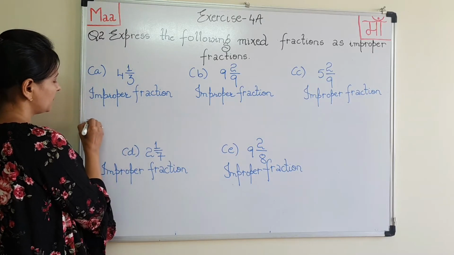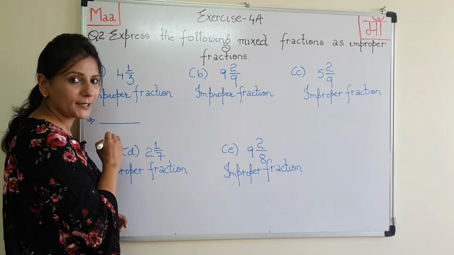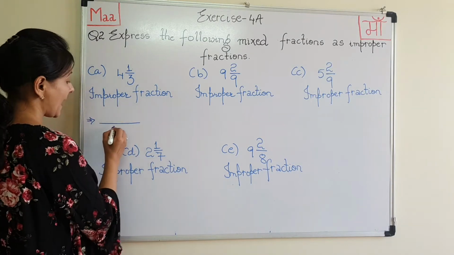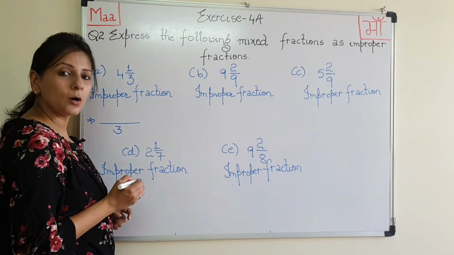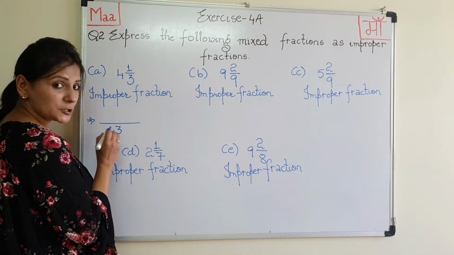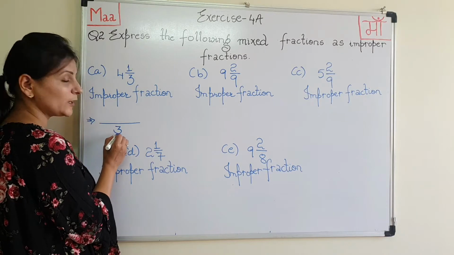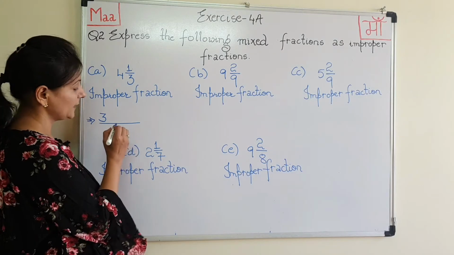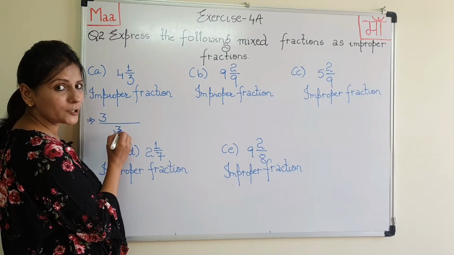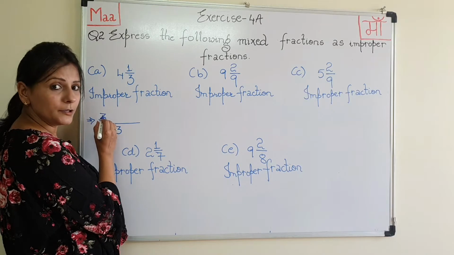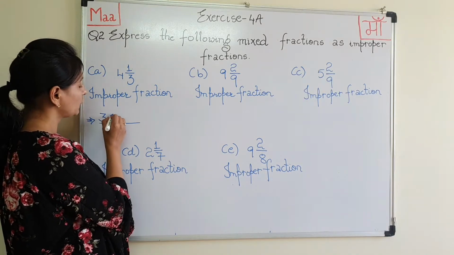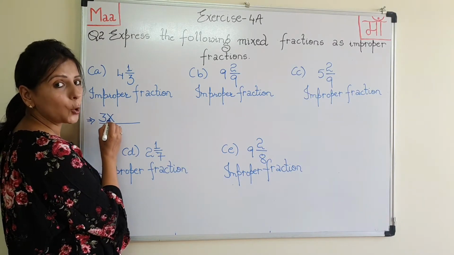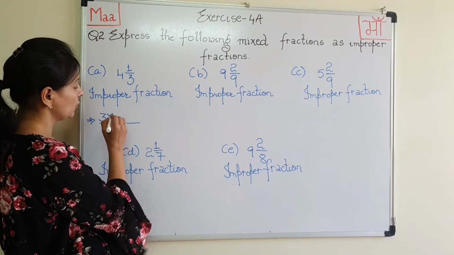Just pay attention. First of all, you will draw one horizontal line, and then you will write this denominator as it is below the horizontal line. Now this denominator will come 2 times. Firstly it will come in the denominator and 1 time it will come in the numerator also. Like this, you write 3 in the denominator and 3 again in the numerator. Then you put one multiplication sign. After this multiplication sign, you put the whole number. So the whole number here is 4.